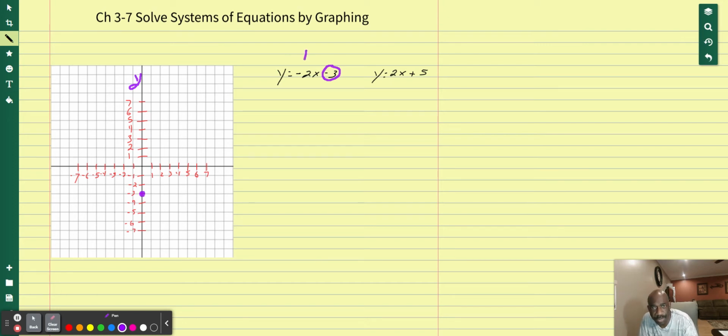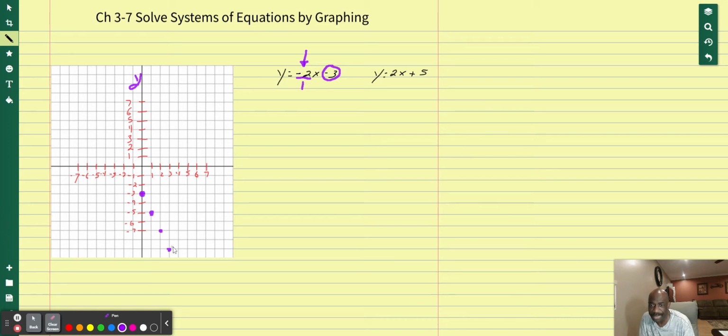Then I'm going to deal with the slope. That's the m part of the equation. The slope says negative 2. That means I'm going to use the rise over run process and go down 2 over 1. So watch this. I'm going to go down 2 over 1, put a dot. Down 2 over 1, put a dot. Now I'm going to do it again, down 2 over 1.